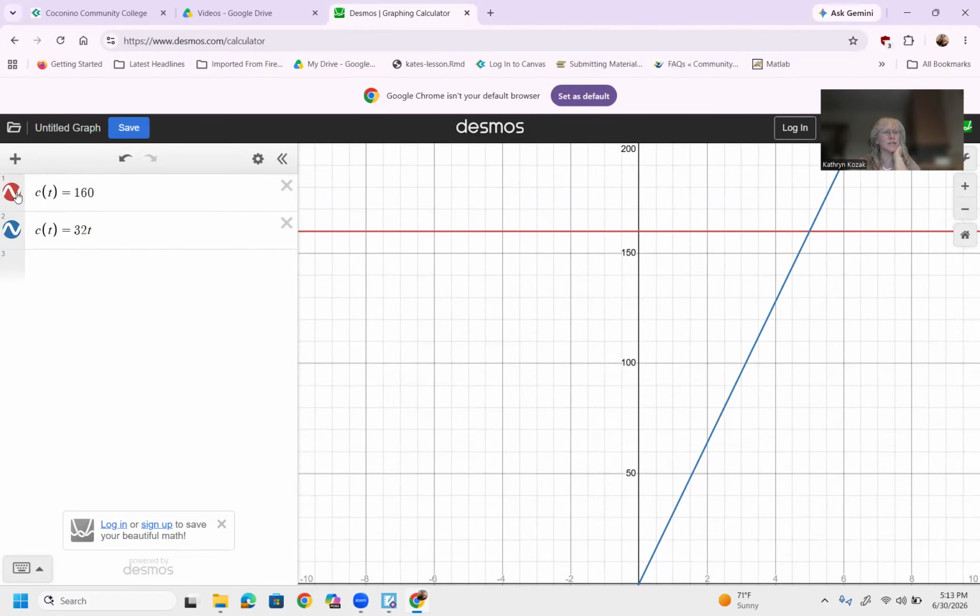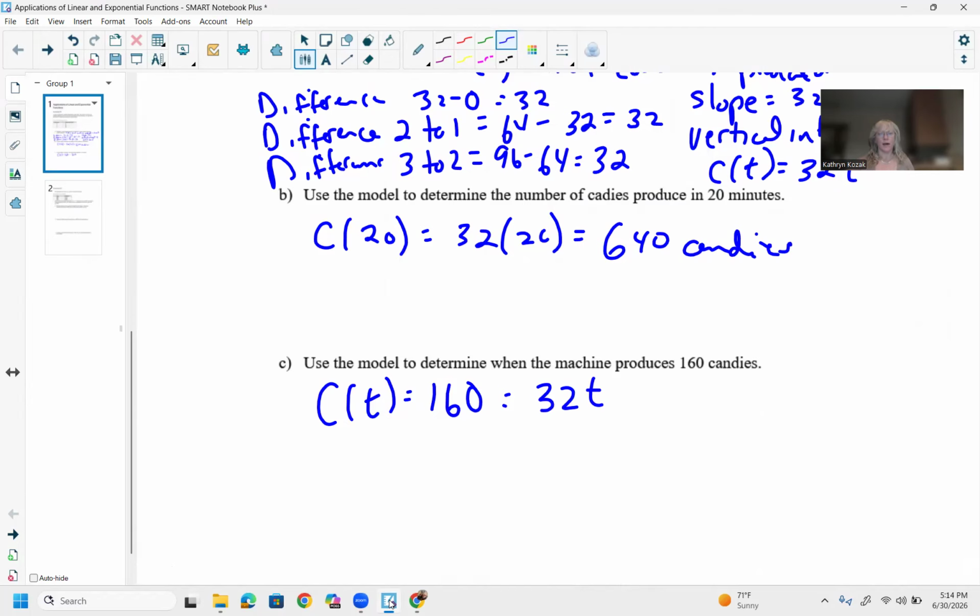And if you don't like red, you can change the color by just clicking on it. That turns it off. But if you click and hold, you can get a different color. Let's say I use, oh, green's probably not a good idea either. Let's use black. And then I see my black line at 160. I see my other line, my blue line of 32t, and I see that they do in fact intersect here. And if I click on it, I can see my intersection point is 5 when my C of t is 160. So that tells me I will produce 160 candies when t is equal to 5 months.